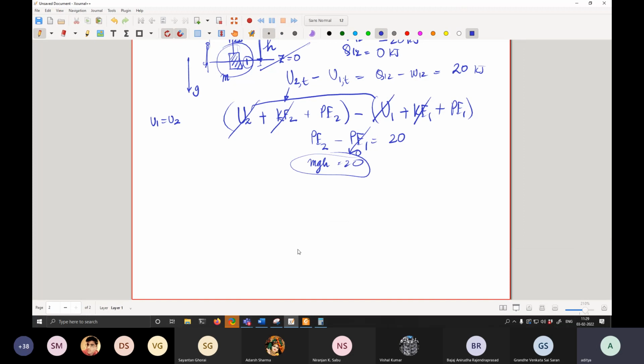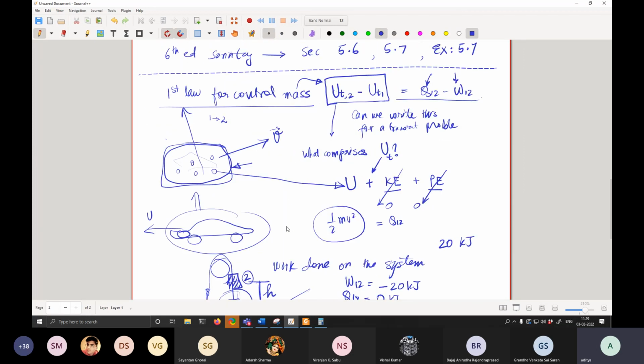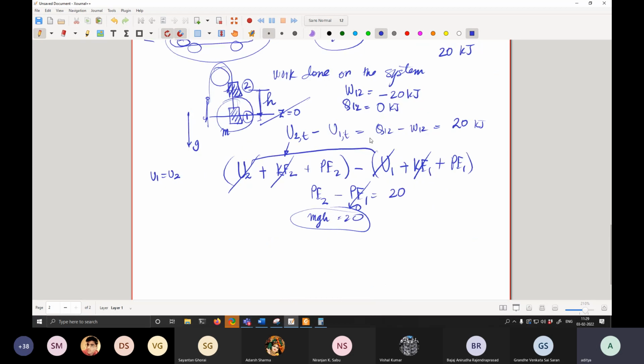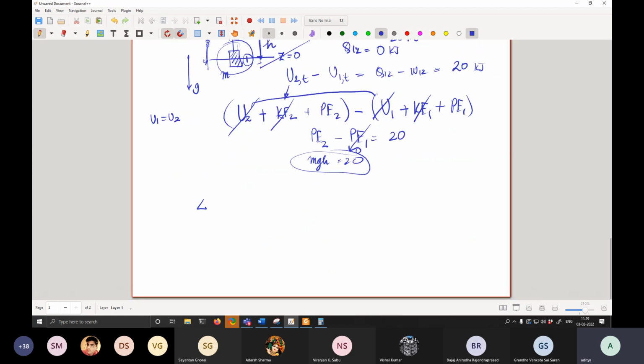All right. So the question was, how do we make a rate equation out of this? How do we make a transient equation out of this? We simply write down the law. So internal energy change plus kinetic energy change plus potential energy change is equal to the amount of heat transferred minus the amount of work done by the system. Then we divide everything by delta t and we take the limit delta t tends to 0.